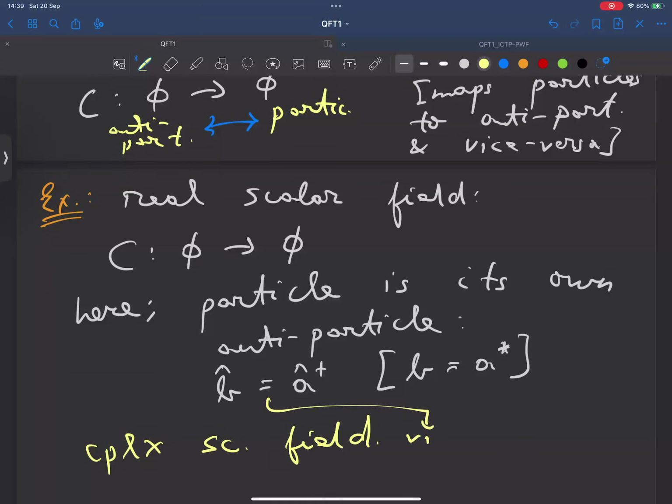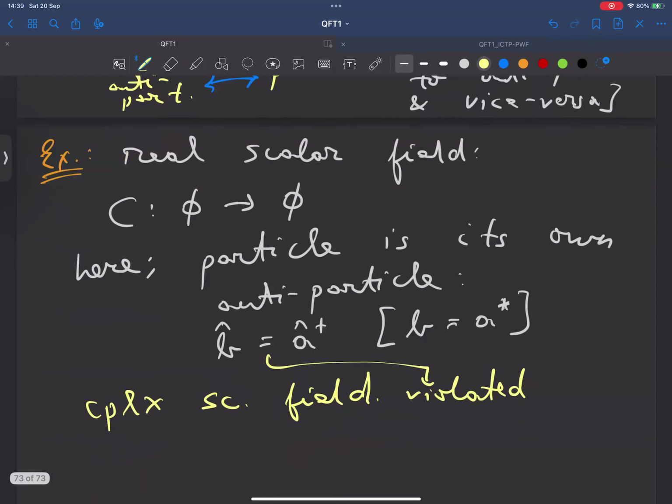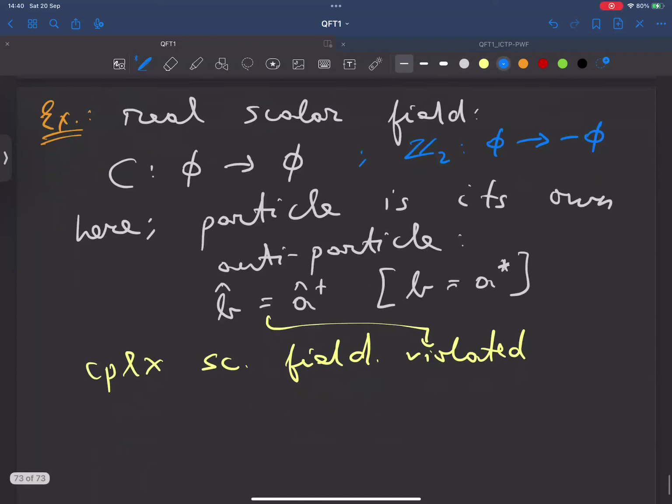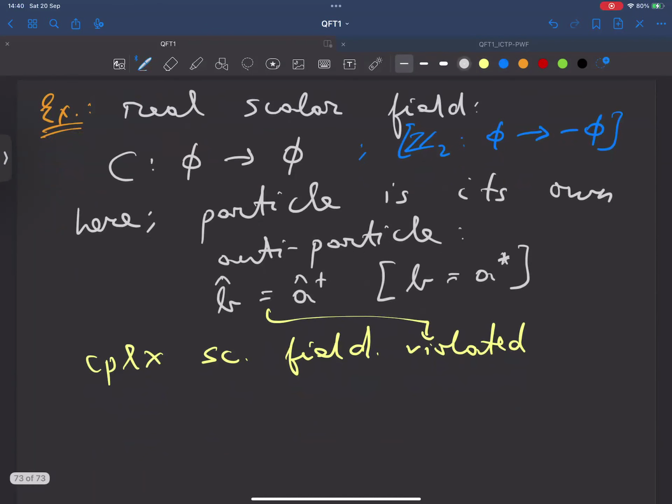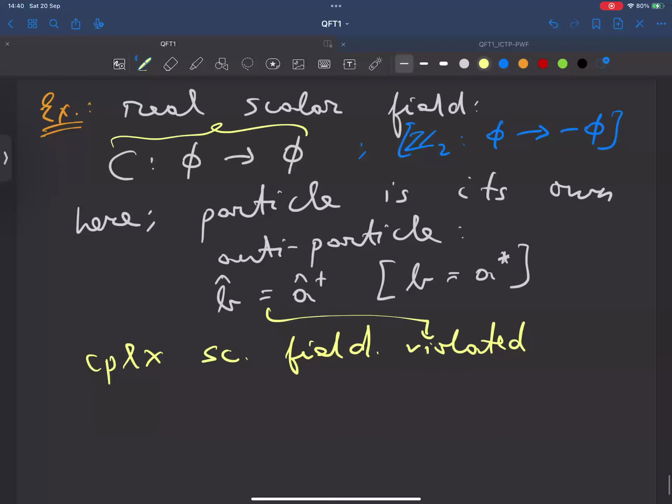This is violated, okay? Because generically they are independent oscillators. And you should always keep in mind that this is different from the discrete symmetry that in the real scalar field we had considered, the phi to minus phi, okay? That was totally different from the charge conjugation. So the charge conjugation symmetry in the real scalar field case is just like an identity transformation. So it takes the field to itself.